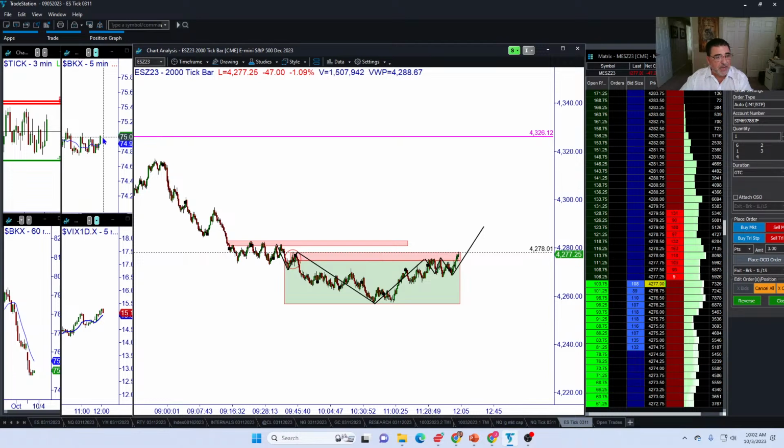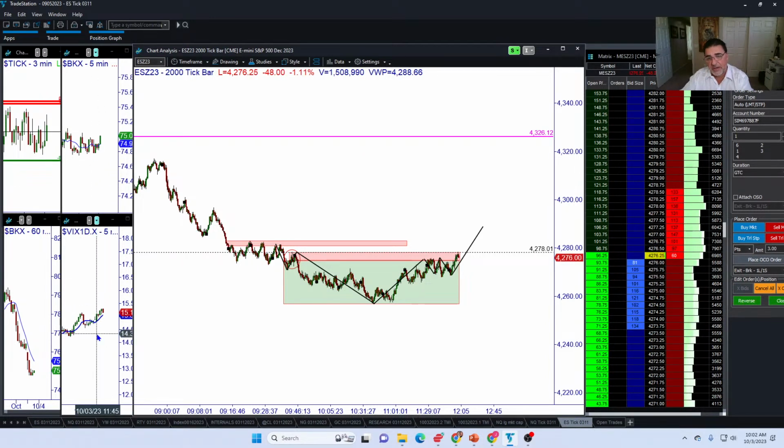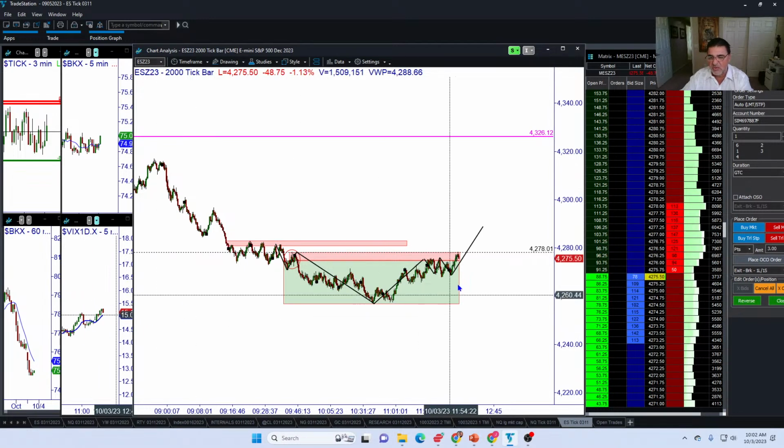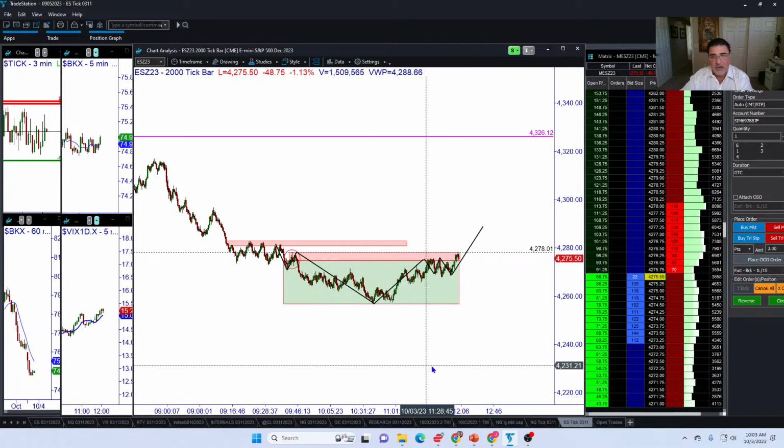The BKX is back on the right side of the fence, and we need the VIX, one-day volatility VIX index, to get below the moving average to be on a good side of the fence for the market to move higher. Right now, it's still working on that. Not in a full-fledged uptrend. We're still in that correction phase. All right.